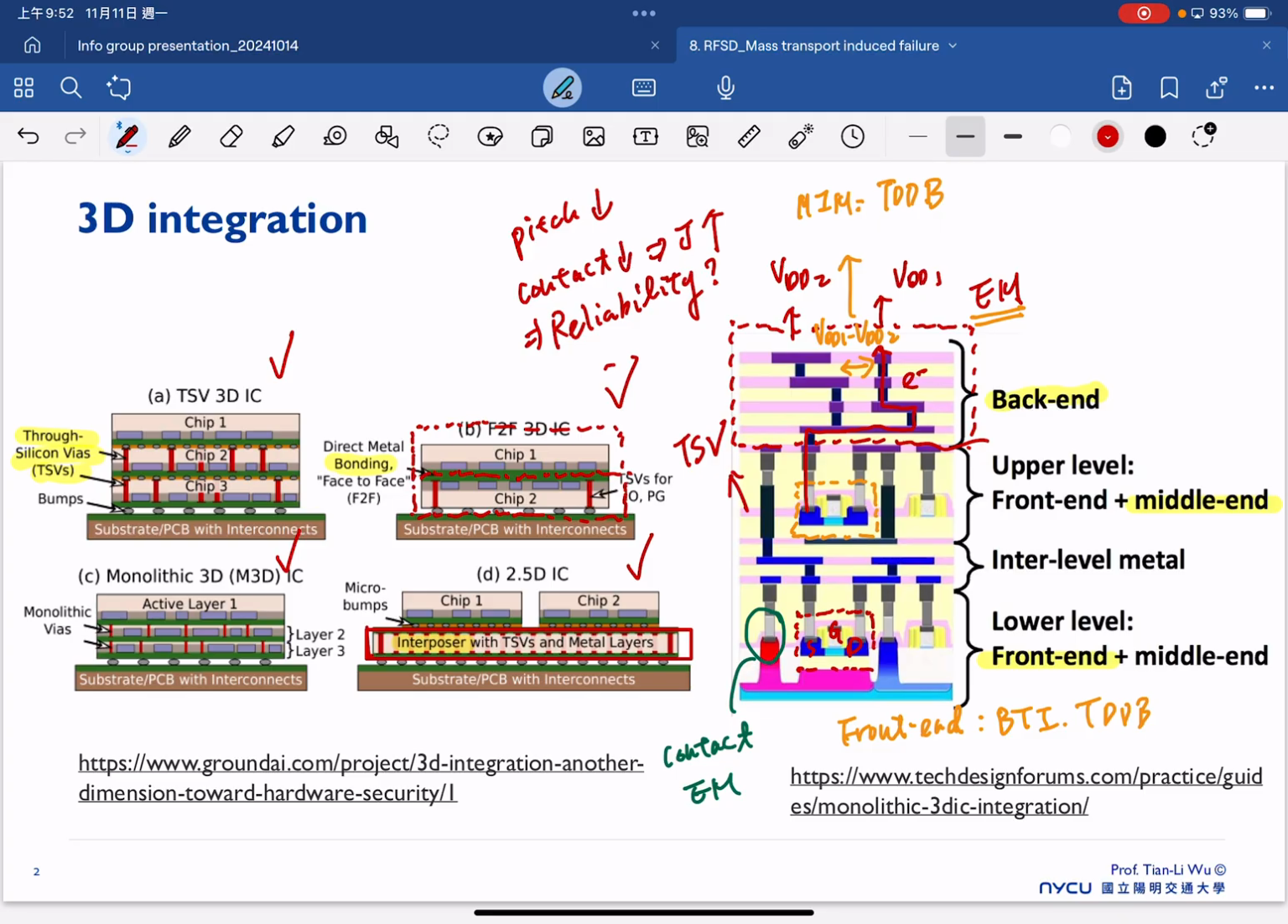You can imagine, once your contact area decreases, the current density going through the contact is increased. On the other hand, we also try to reduce the thickness of our interconnection line because we want to save chip area. But the problem is, if you make your interconnection line thinner and thinner, then your current density is also high. And the current density is a main driving factor for interconnection line related reliability issues.